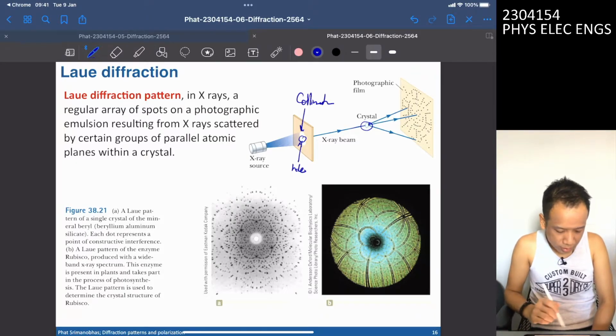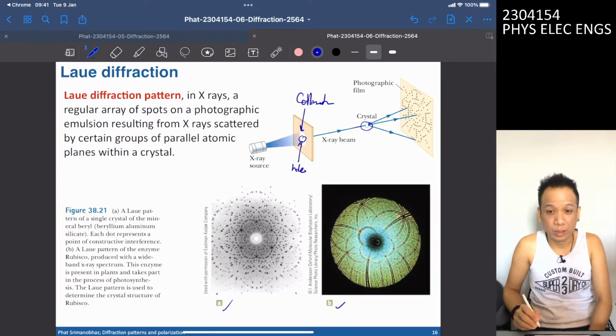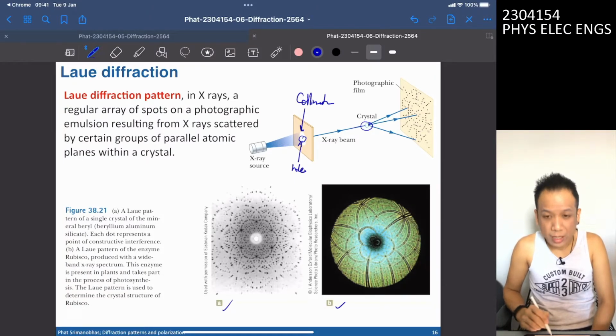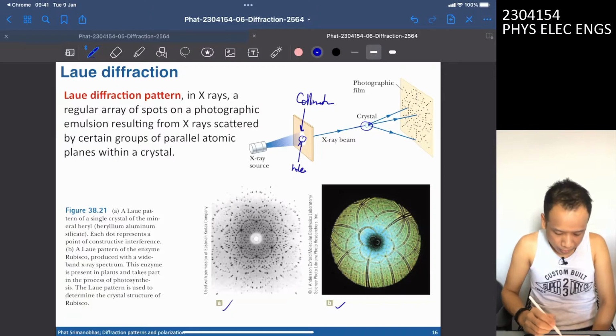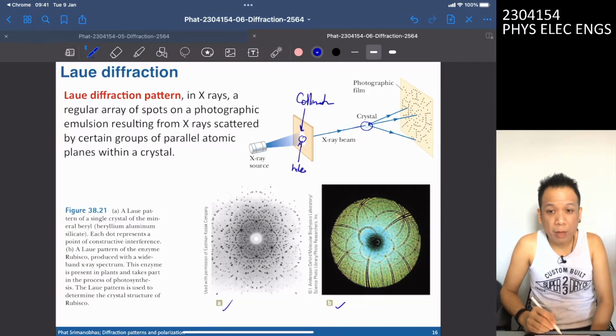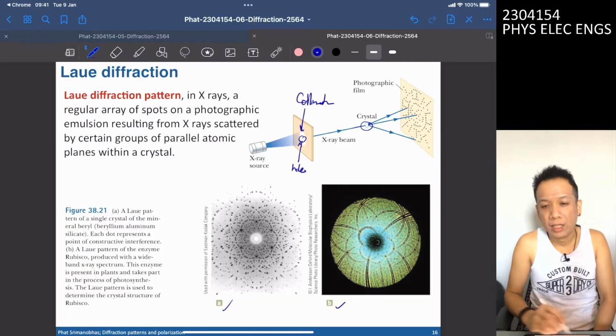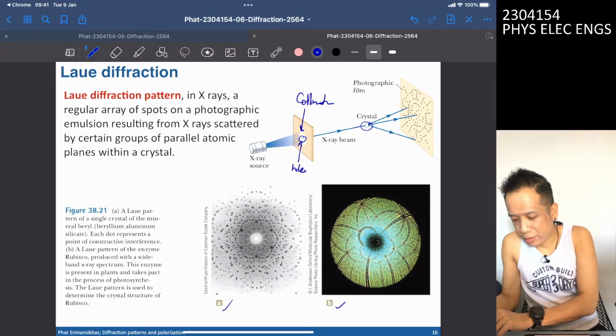This is for example the pattern of a single crystal, which is number A, and a pattern for the enzyme Rubisco. I don't know exactly what it is, you may need to Google that. This is how it looks, and with this kind of pattern, we can reconstruct what the structure of the crystal should be.